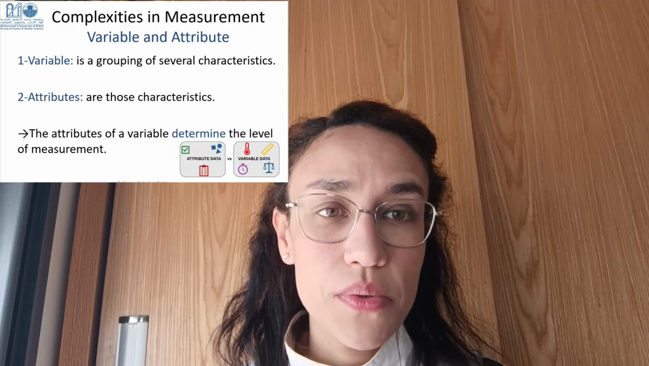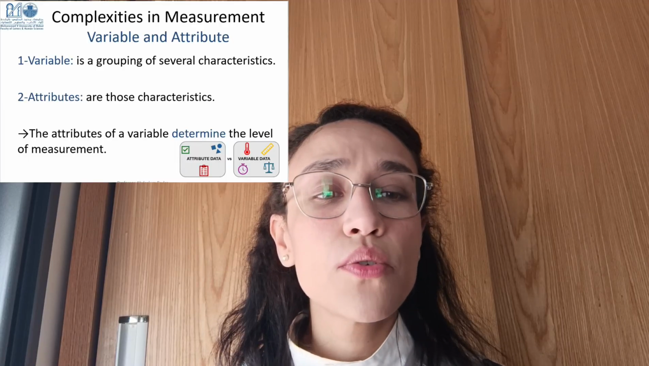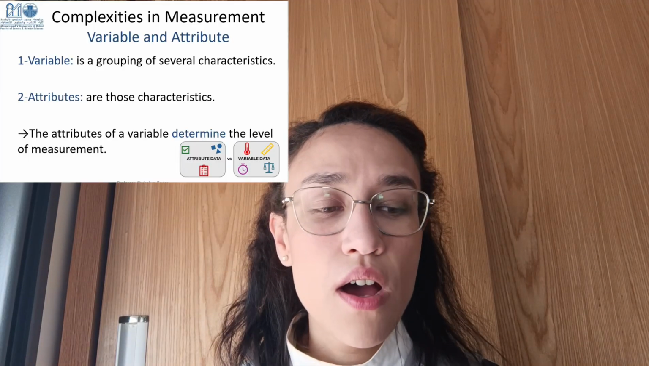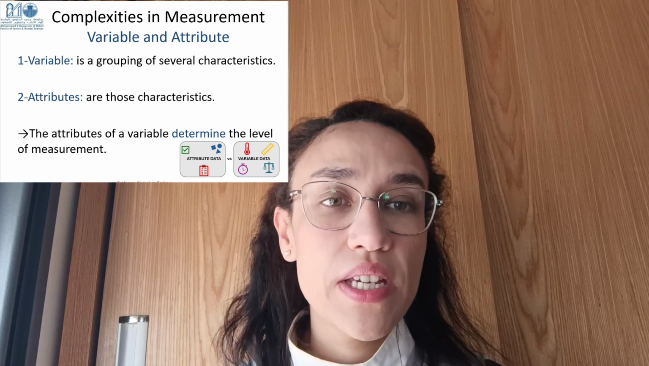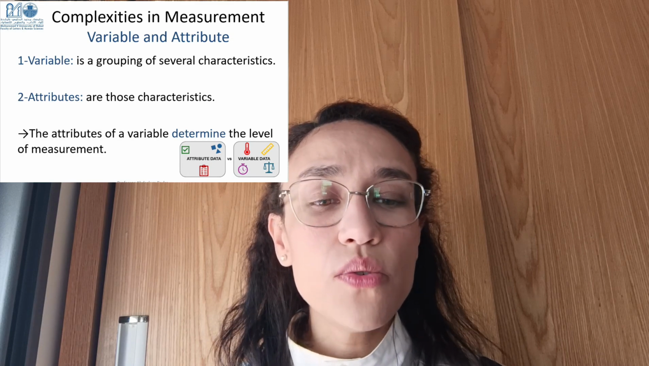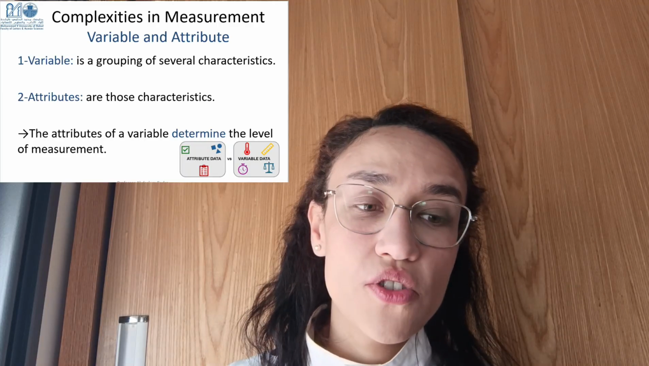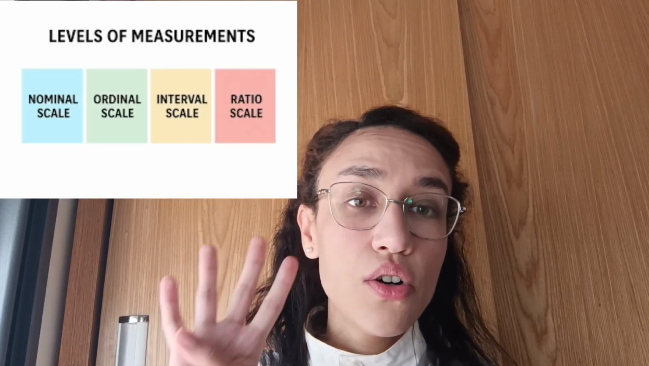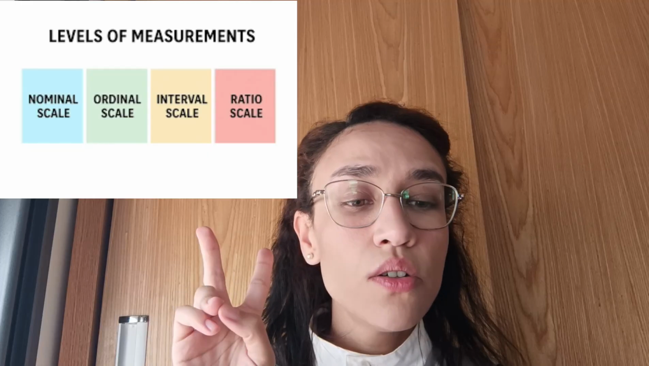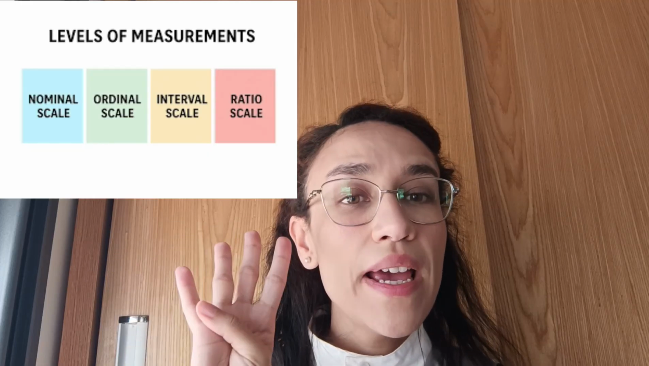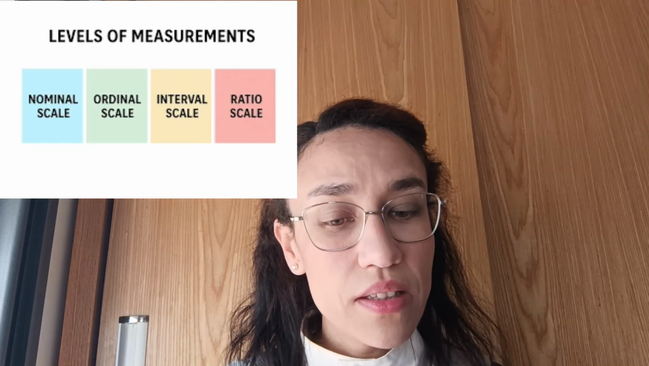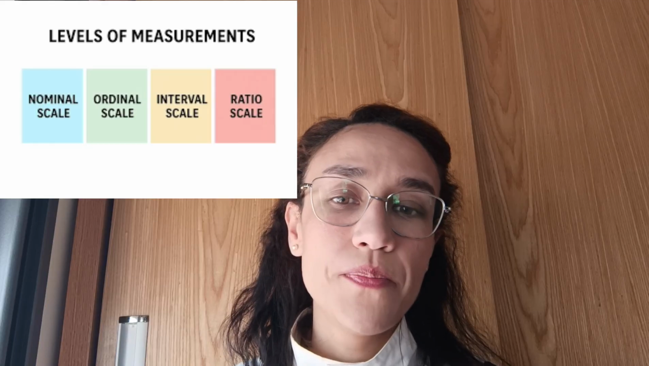But before, we need to address the notions of variable and attribute. A variable is a grouping of several characteristics, while attributes are those characteristics. The attributes of a given variable are what determine the level of measurement, of which there are four: nominal, ordinal, interval, and ratio. Starting by level 1, nominal measurement.